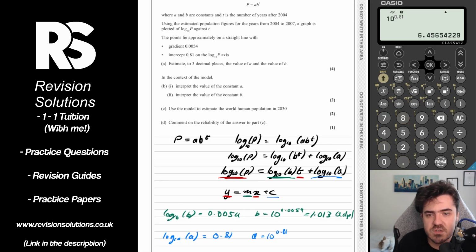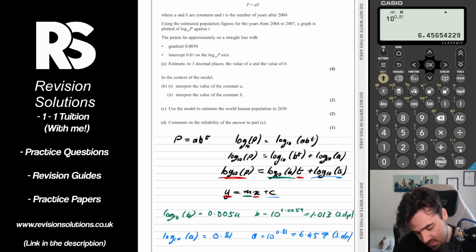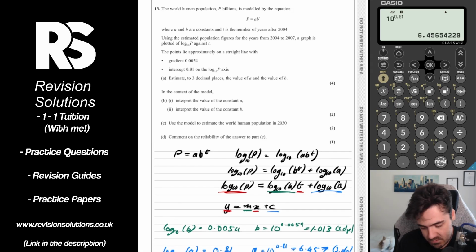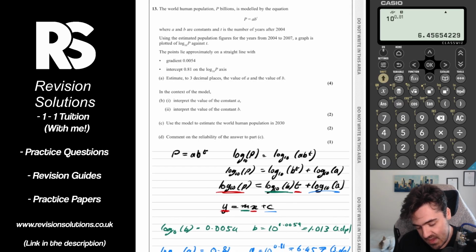to 3 decimal places would be 6.457 to 3 decimal places again. Okay, then it says in the context of the model. So we need to quote what the units of the model basically interpret the value of a and b. So a, if you forget, you can always check, but you plug in t equals 0, we'd get p equals a times b to the 0, such as p equals a. So in other words, that's the initial population.